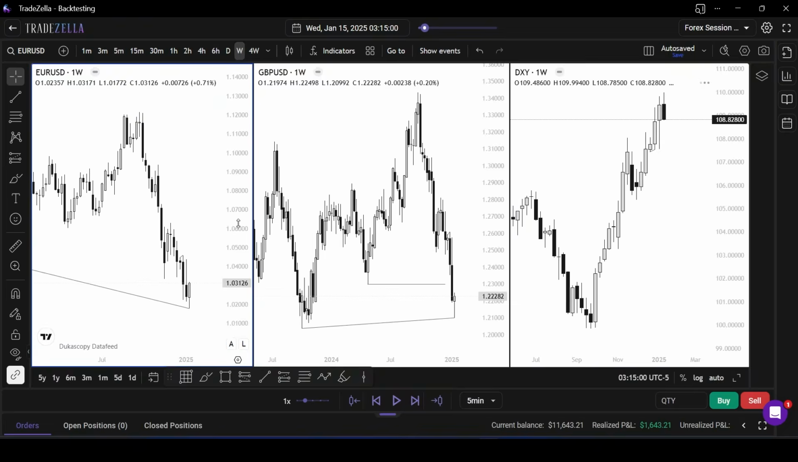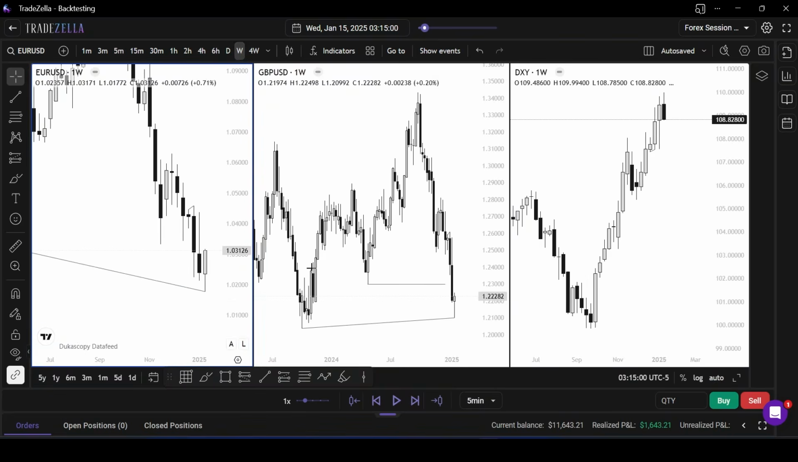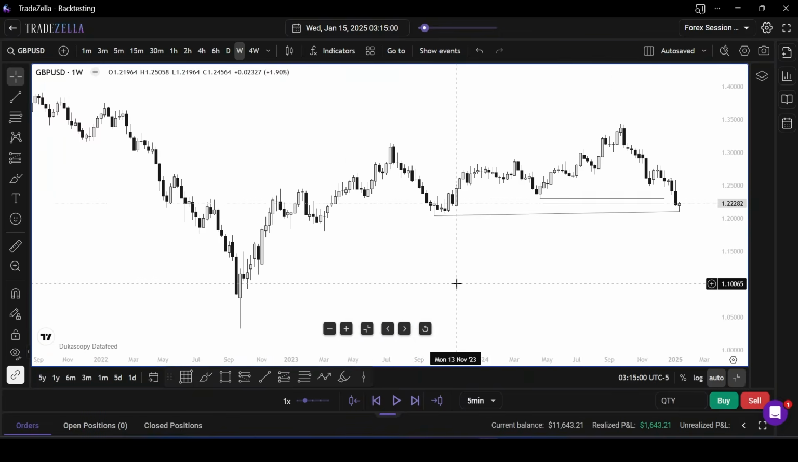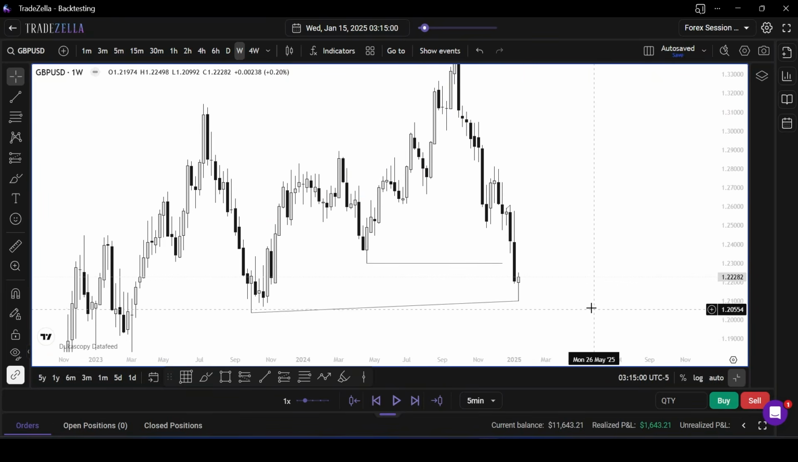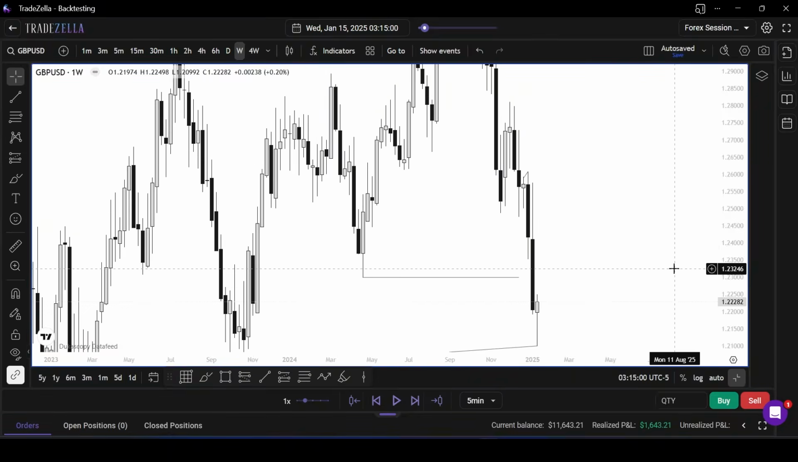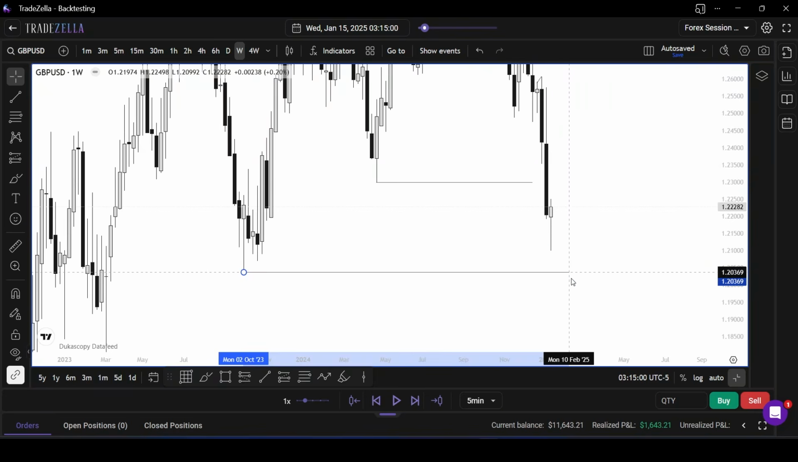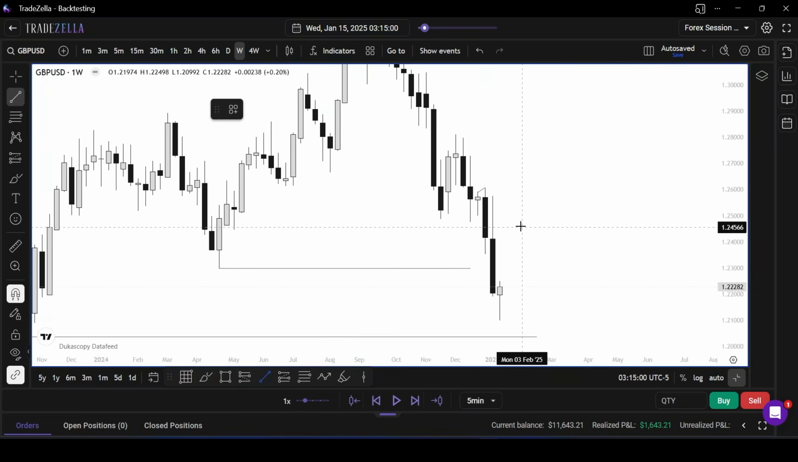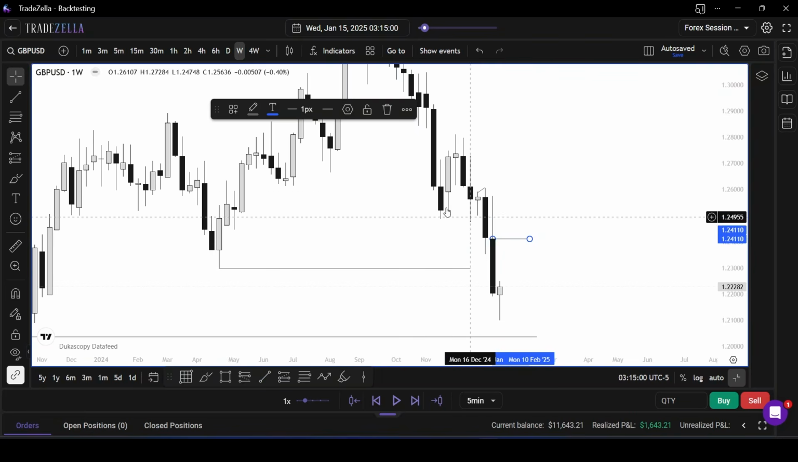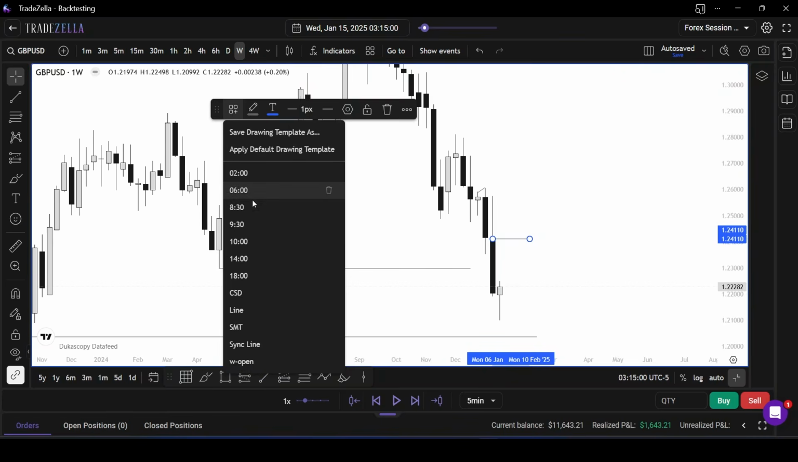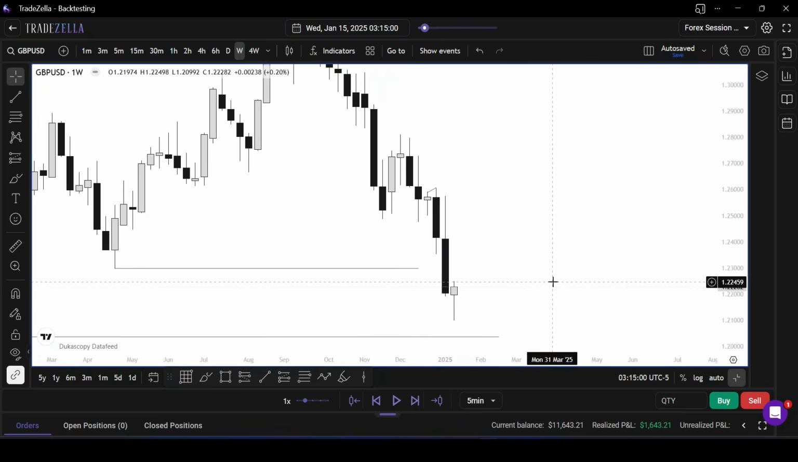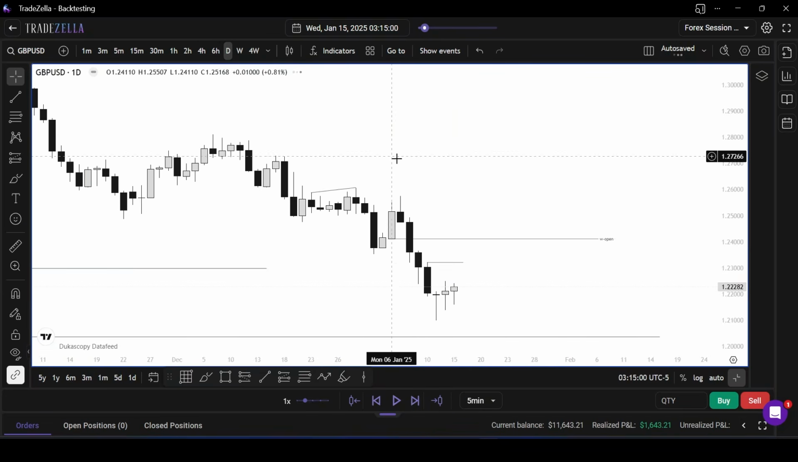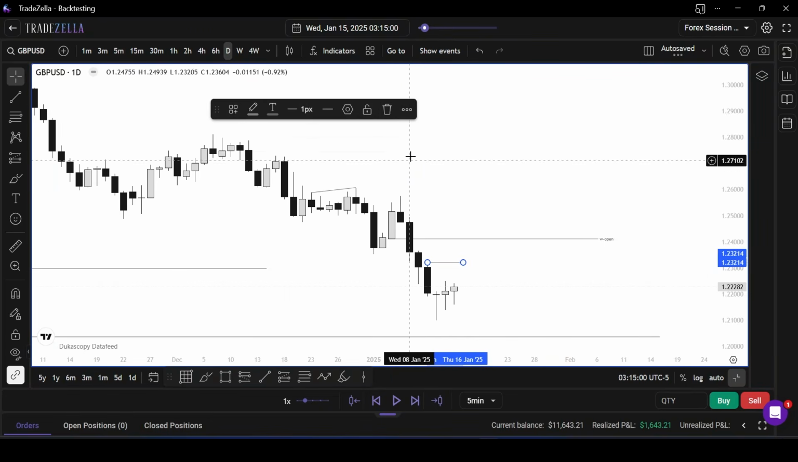So we started from this week. This is where we started. I'm going to focus on a single pair. Let's pick this GBP USD. This is where we started our backtesting, right? This is the candle we started trading from. So I'm going to put it at weekly open. Yeah, let me put it there.